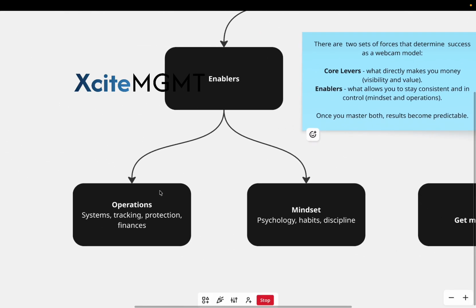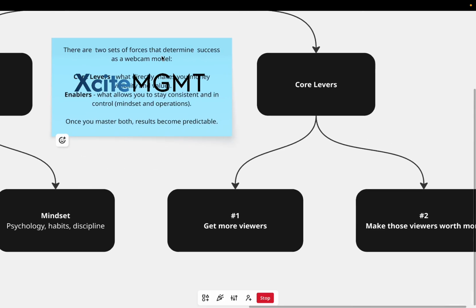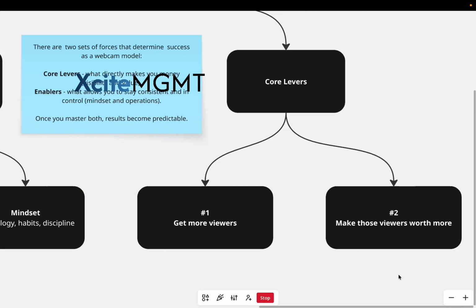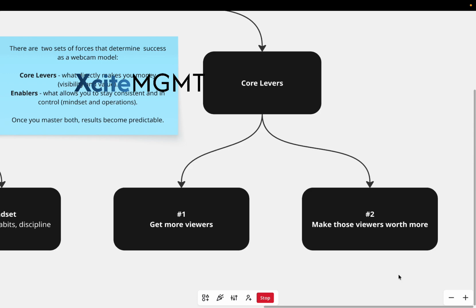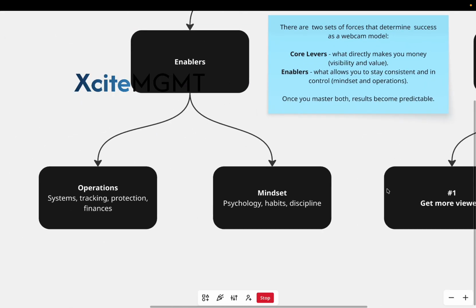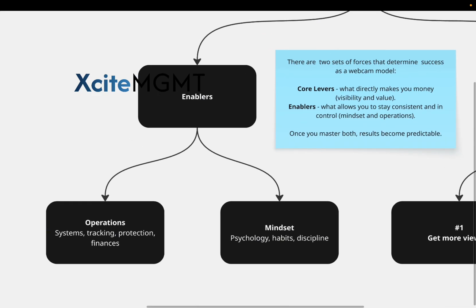And then the enablers: operations and mindset. You can have these two levers perfectly tuned, where you're getting loads of viewers into every stream, you're converting a high percentage of those viewers into paying customers, and you're extracting maximum value from each and every one of them, which is exactly where you want to be. But if you don't have these enablers to be able to do that consistently, then your results are going to be unpredictable, inconsistent, and they're going to fluctuate, and you're not going to achieve the success that you want to achieve.